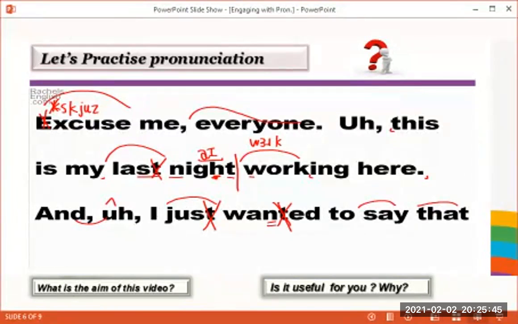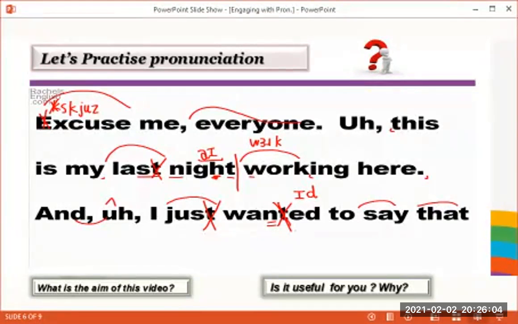Wanted. So the ED ending here, it's funny because we drop the T, but it still follows the rules for coming after a T sound. So the rule for ED ending is when it comes after T or D, it's the I as in sit vowel and the D sound. So even though the T is dropped, that rule still holds.